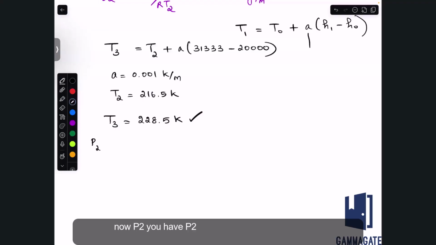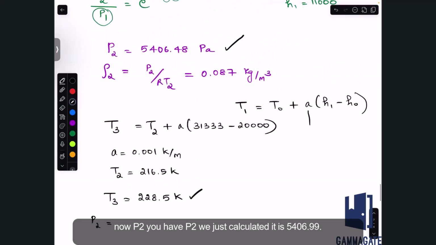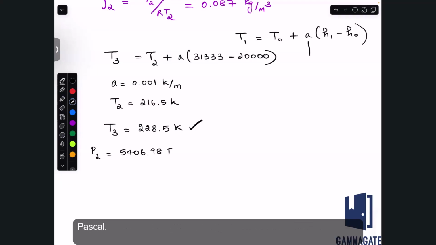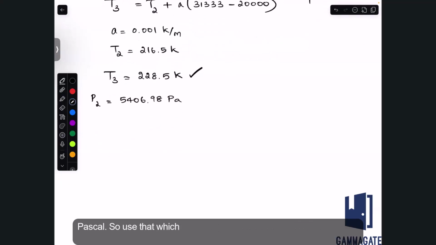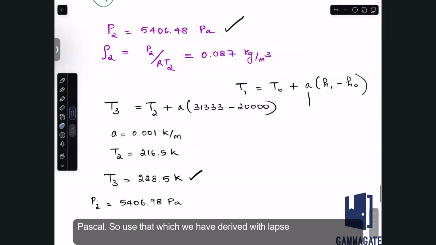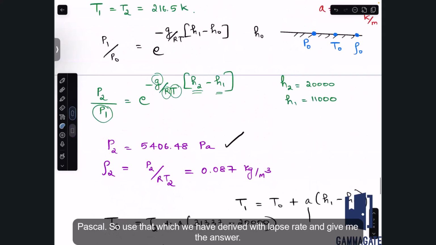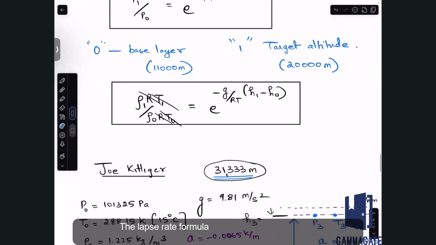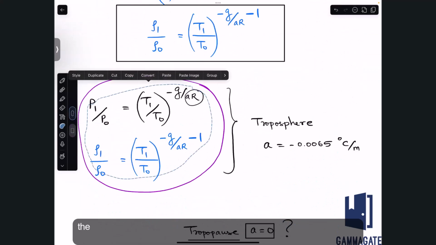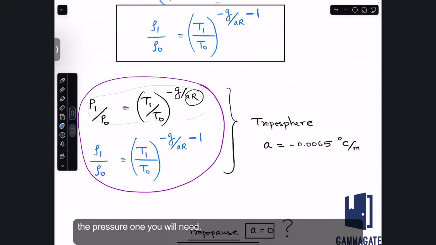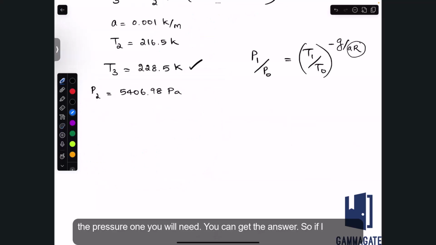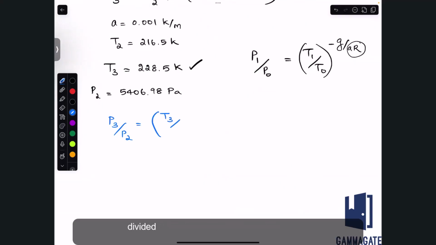Now P2 we just calculated, it is 5406.98 pascals. So use that formula which we have derived with lapse rate and give me the answer. The lapse rate formula is here. We've derived this. Just the pressure one you will need. You can get the answer. So if I do this, P3 divided by P2 is equal to T3 divided by T2 to the power of minus G by AR.